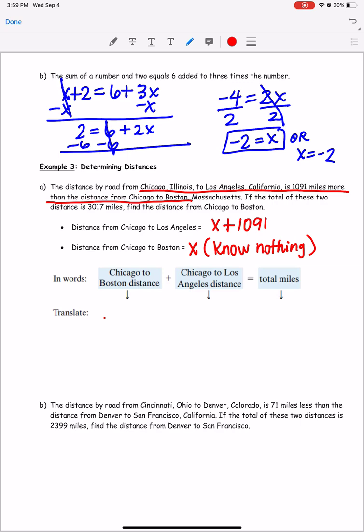In words, my distance from Chicago to Boston plus my distance from Chicago to Los Angeles is going to equal my total miles. Because it tells me here the total, that means to add, so that's why we know that we're adding these two. So my distance from Chicago to Boston is right here. That's my x, plus my distance from Chicago to LA is this right here. So you've got x plus 1,091, and my total miles is 3,017.